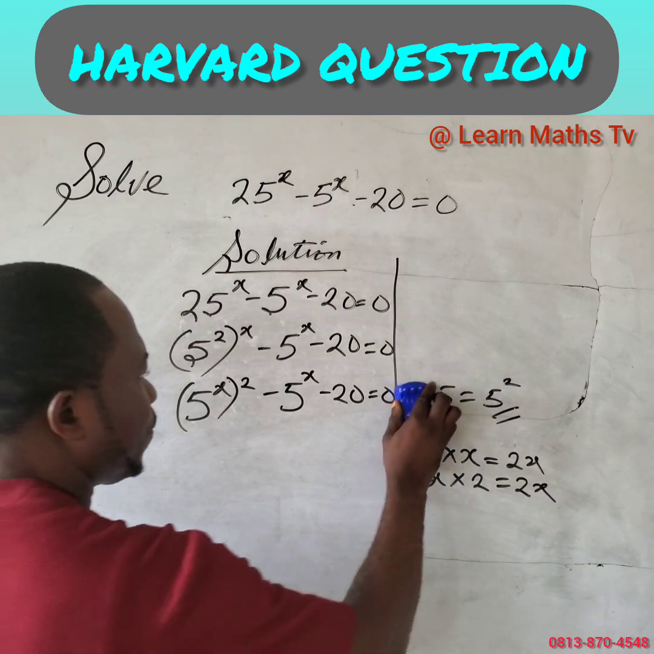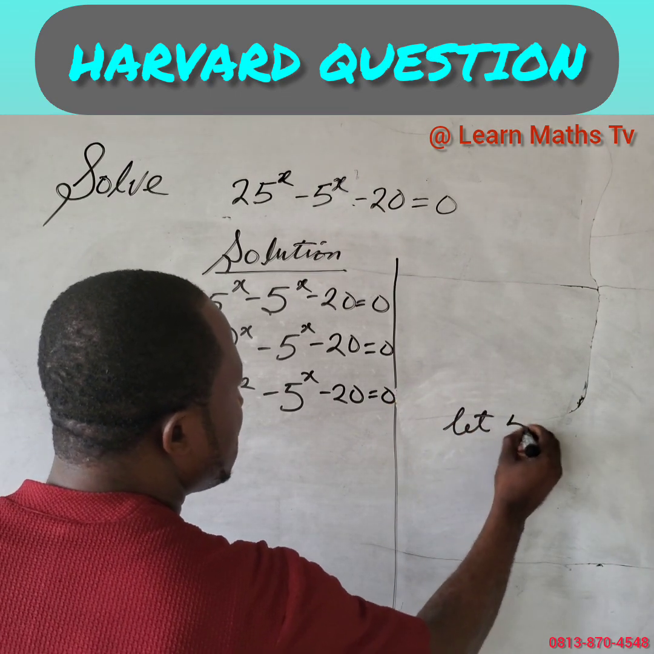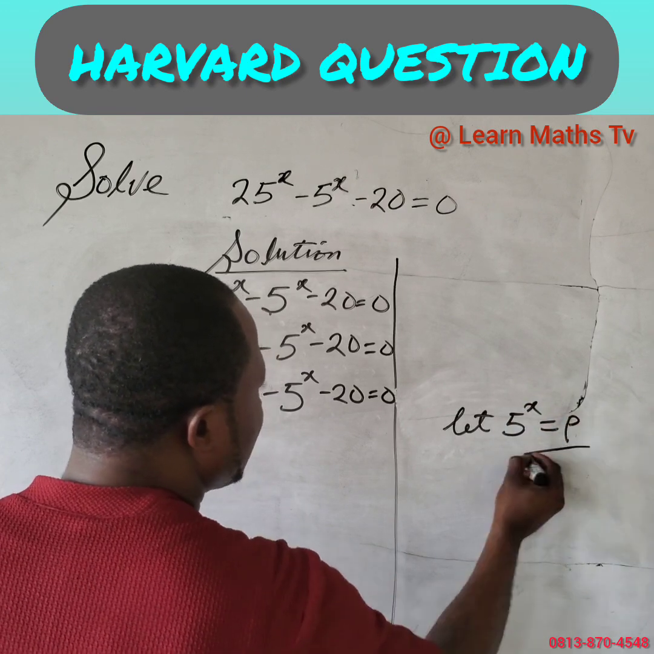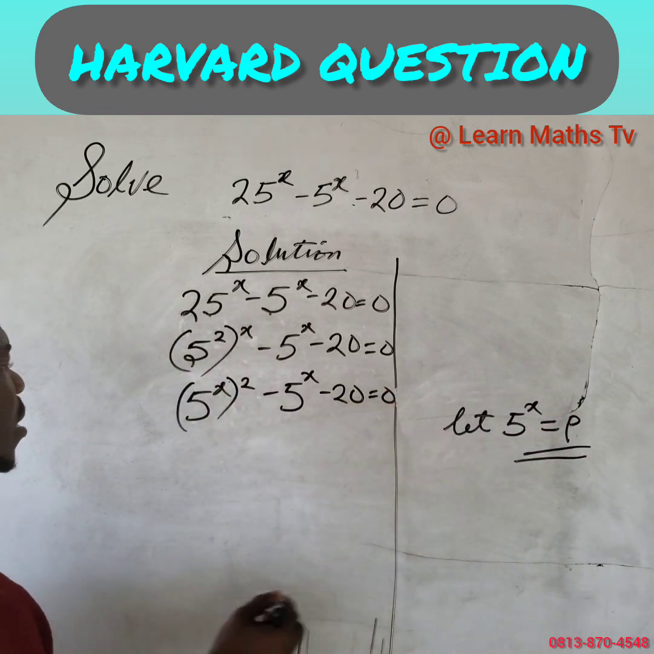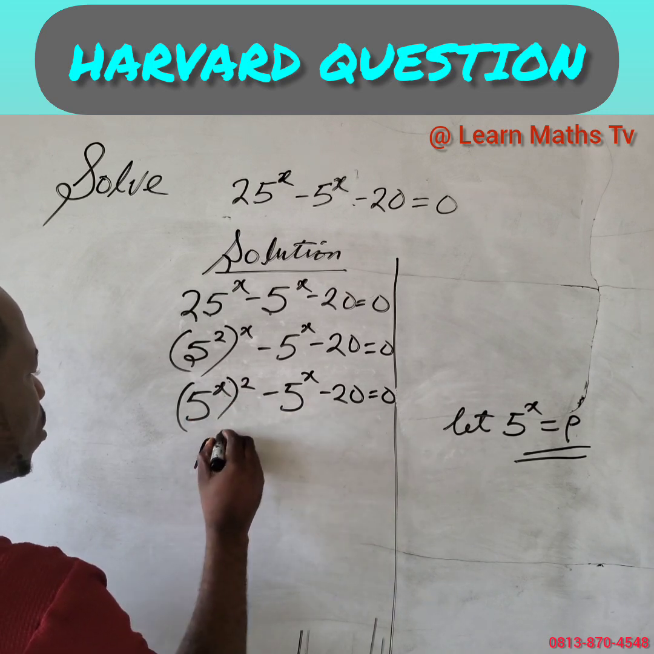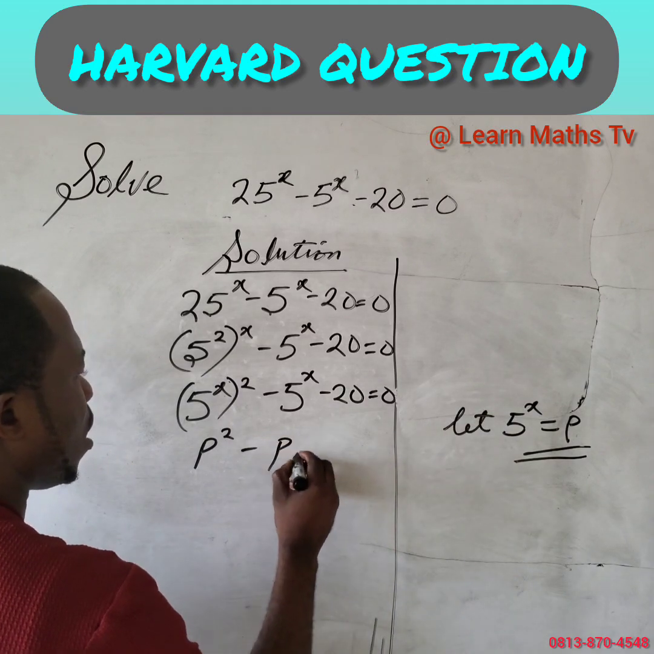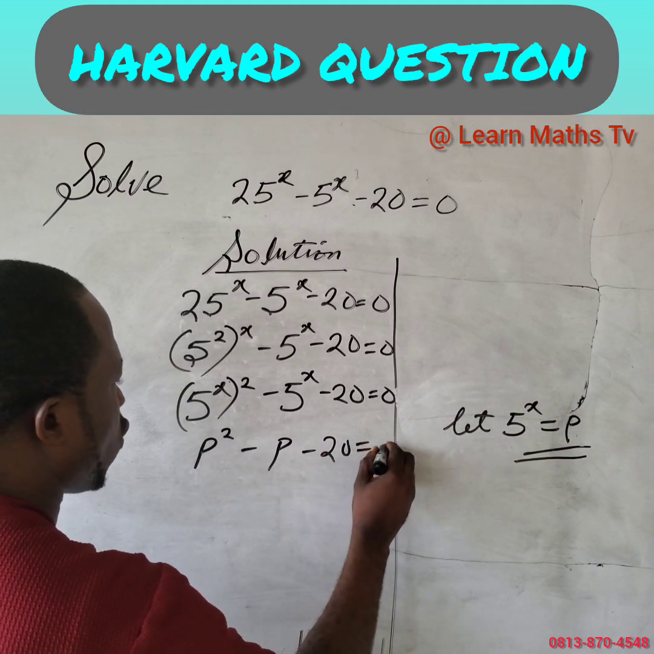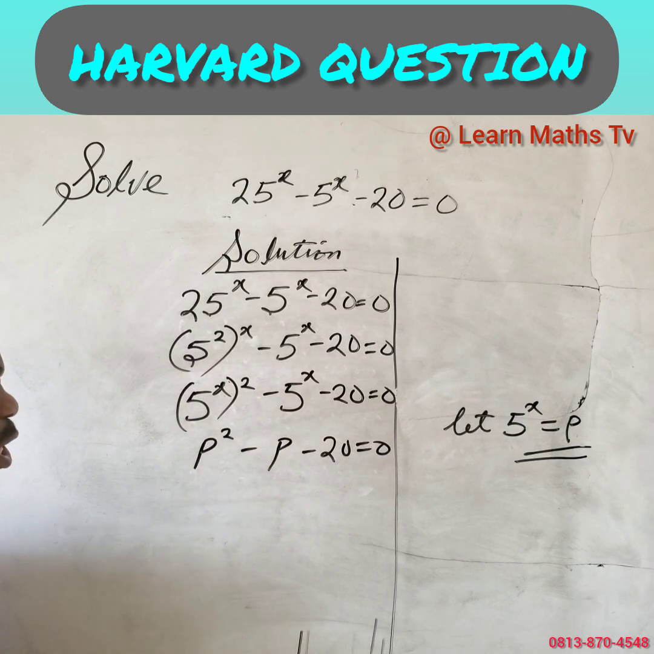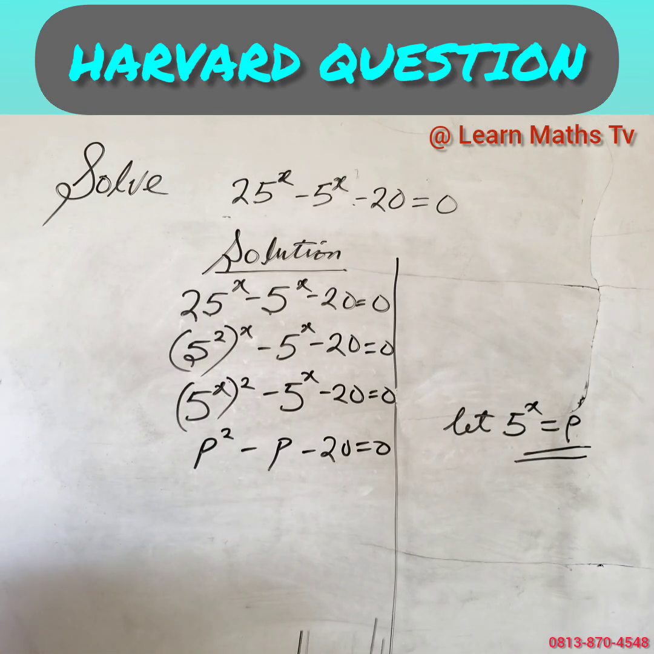As such, I would say let 5 raised to the power x be equal to p. If this is accepted, then 5 raised to the power 2x is p squared, minus 5 raised to the power x, of course, is p, so minus 20 is equal to 0. So this is now a quadratic equation. So let's solve using trial and error method.